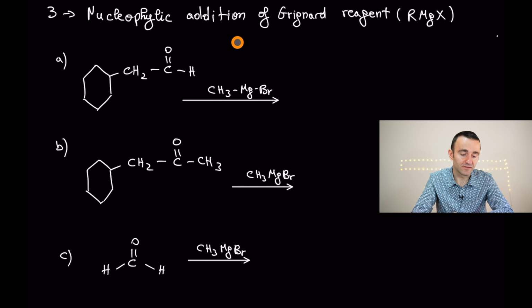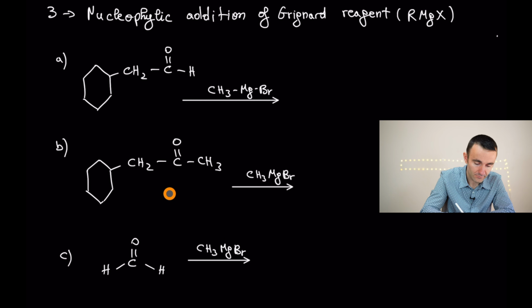Nucleophilic addition of Grignard reagent. Grignard reagent is going to add to aldehydes to form secondary alcohols. In the case of ketones, to form tertiary alcohols. In the case of formaldehyde, it is going to form a primary alcohol, be careful.